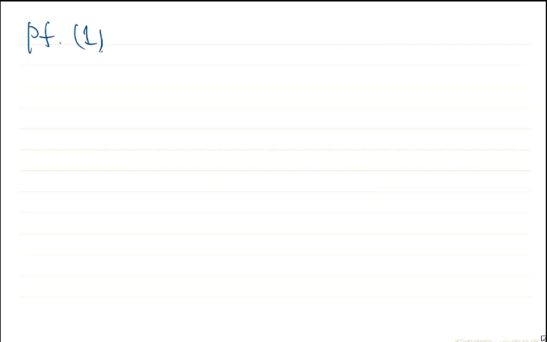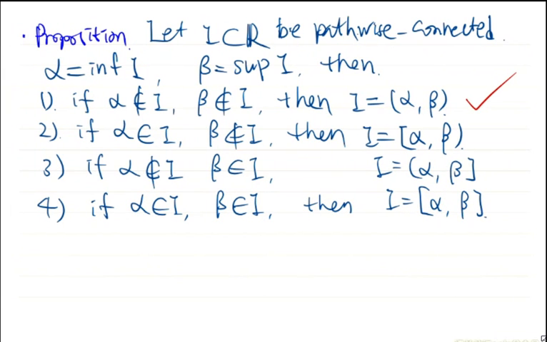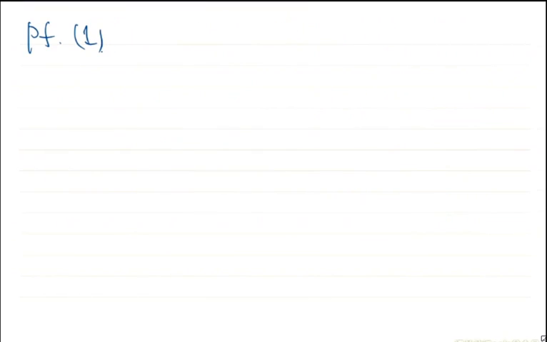the first case. Okay, so we need to prove that I equals the open interval (alpha, beta), right? Therefore, we need to show that the left hand side is a subset of the right hand side, and the right hand side is also a subset of the left hand side. Okay, so we take x in the left hand side, that is I.